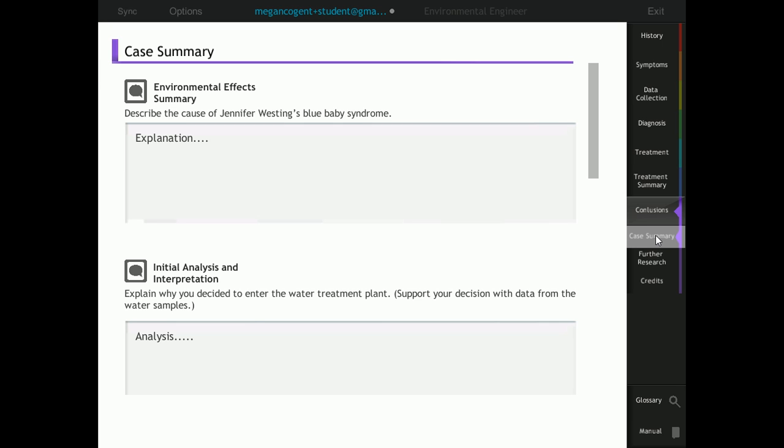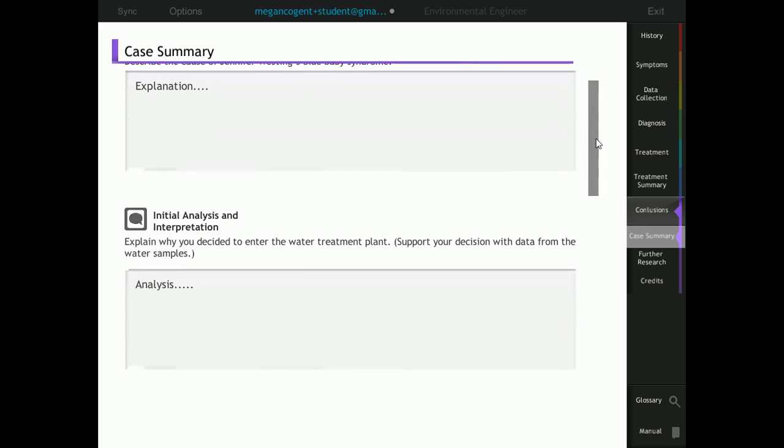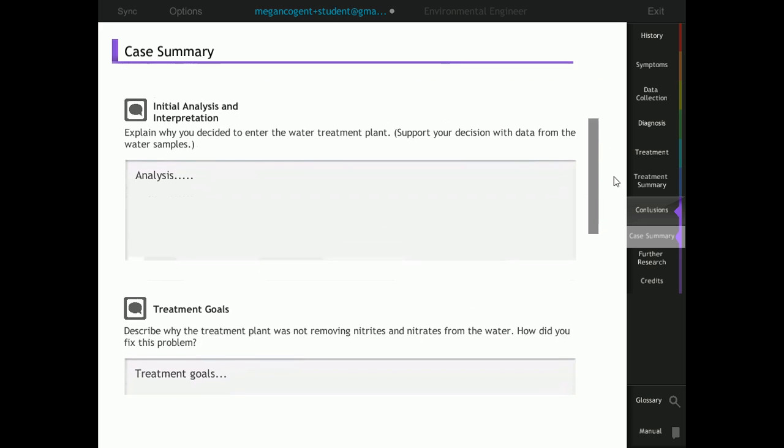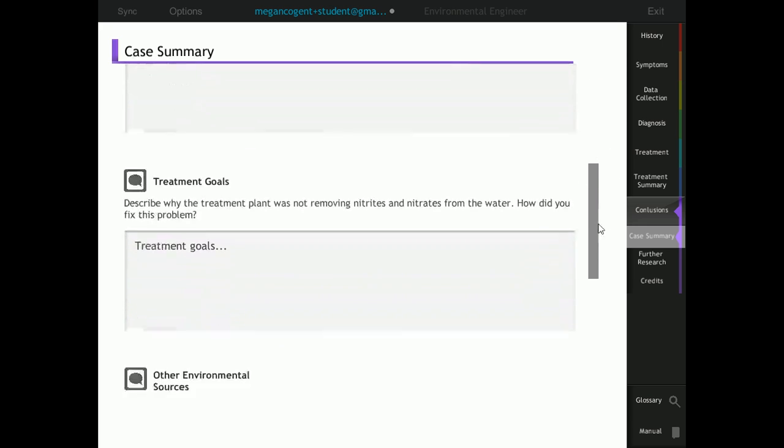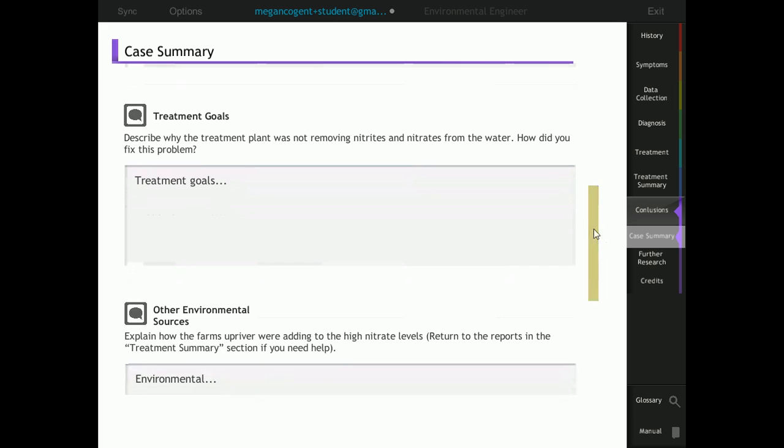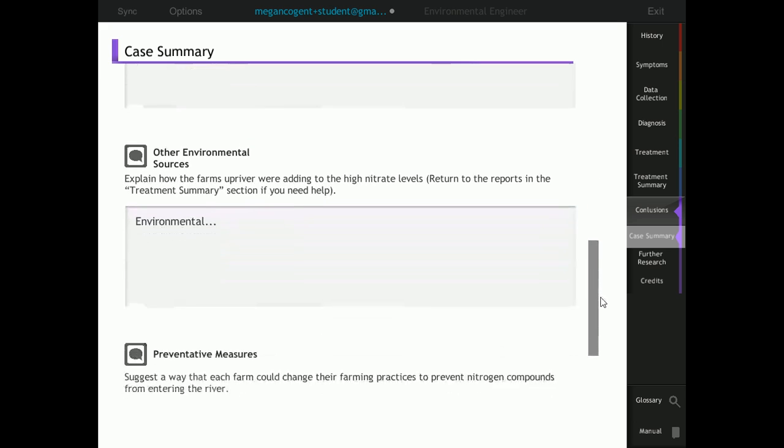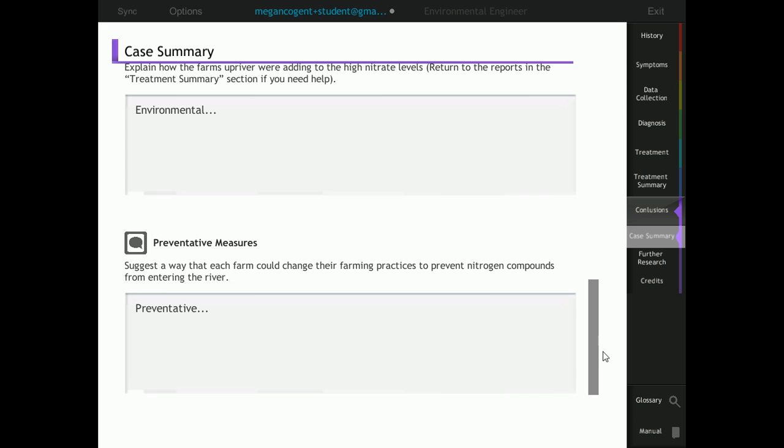And then at the very end of the case study, we're going to have them write a case summary, which is organized similar to how a lab report would be. So they're going to have to, of course, summarize the environmental effects. They have to analyze and interpret what they saw, explain the treatment goals to fix the solution, and talk about preventative measures.